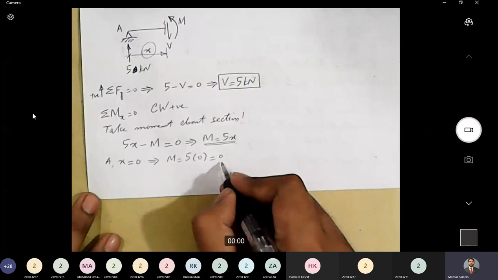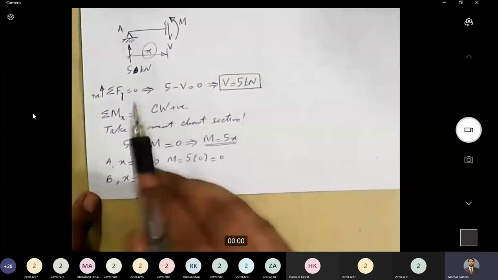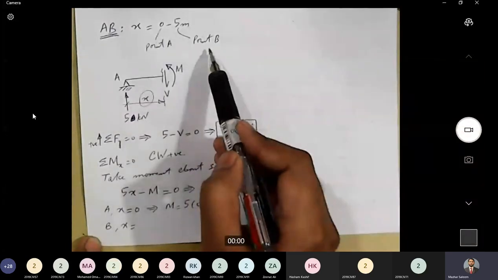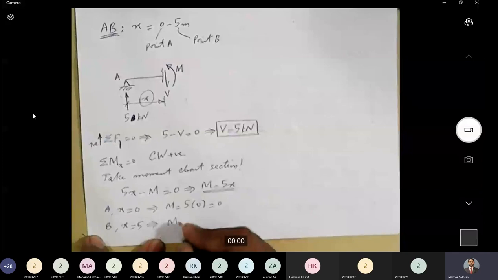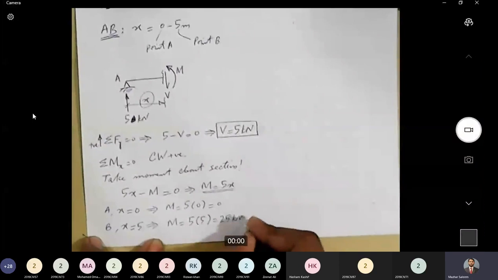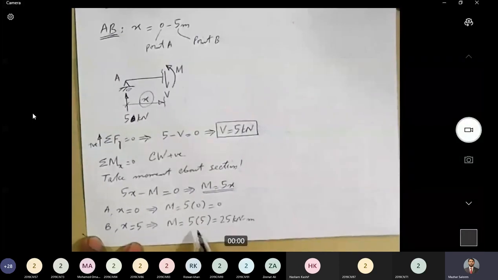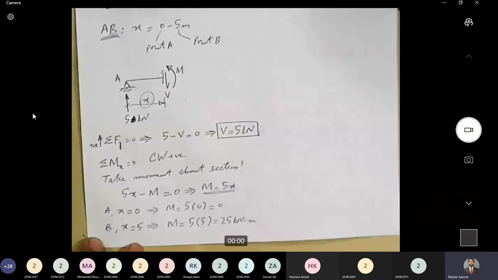What about point B? How much is the value of x at point B? What is the range of x? 0 to 5. 5 is point B. So x is equal to 5 at point B. Now if I write down the equation for point B, it will be 5 into 5, that is equal to 25 kilonewton meter. So I have got the value of moment for point A as well as for point B. Everybody is clear about this?